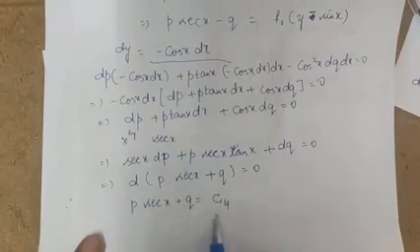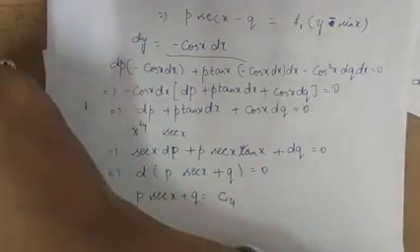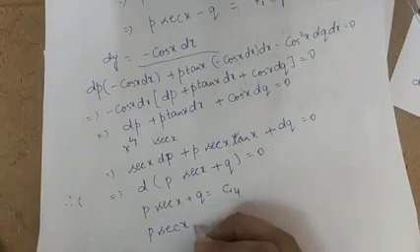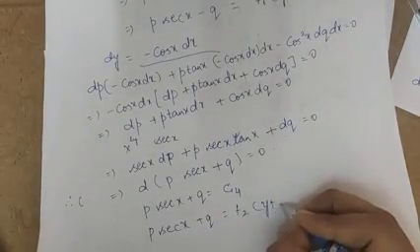Now the value of c4 will come from your equation number 6. So p into secant x plus q is equal to f2 of y plus sin x.